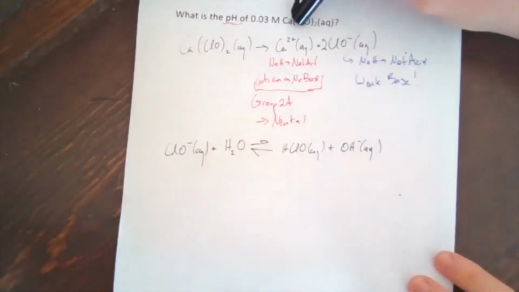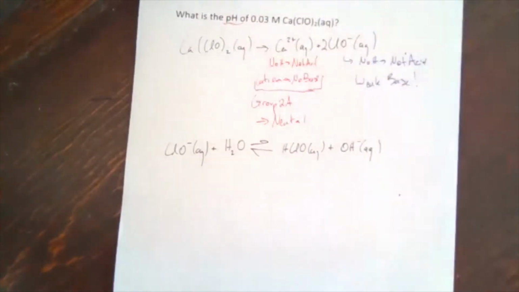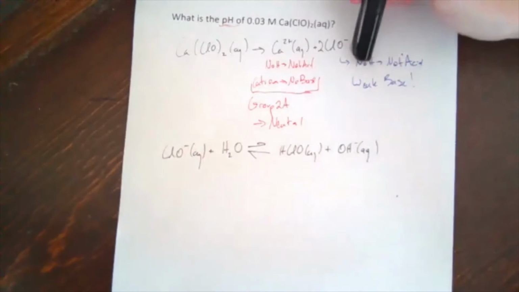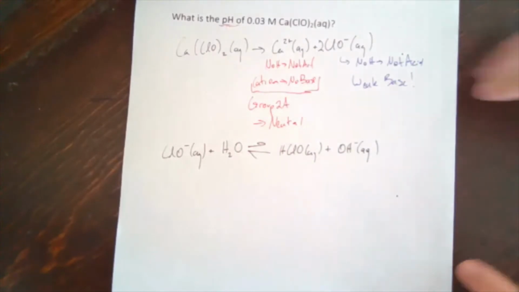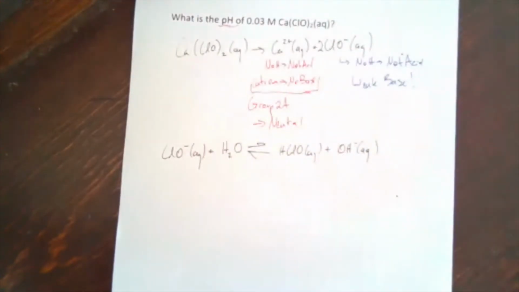Functionally, this problem becomes a weak base pH problem. When you're dealing with a salt, you do need to figure out what kind of salt it is and what's going on with it. But really, it's usually going to be either a weak acid or a weak base. At that point, it just becomes: what's the pH of this weak base solution? So we know we're going to use an ice table.